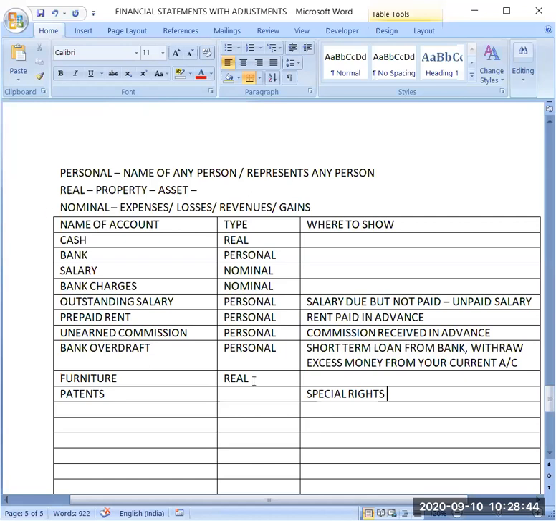Yes, your answer is correct. So now first thing, is it the name of any person? It is your property. It is not your expense. It is your property. Yes, it will be a real account. It is your asset. You have got a right, and then you will be using it for your own business purposes.